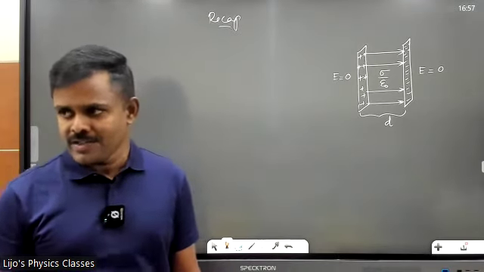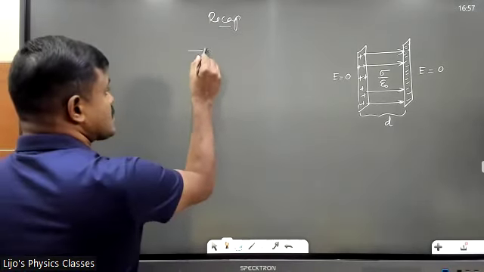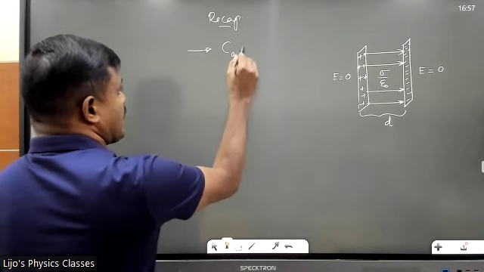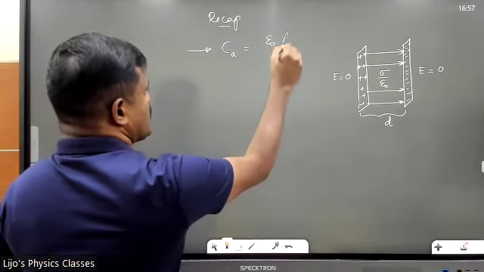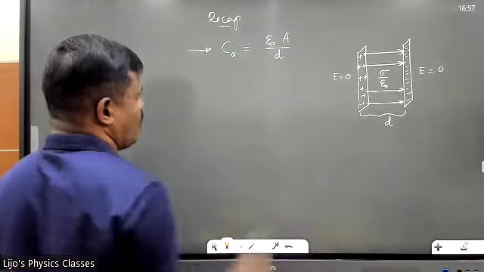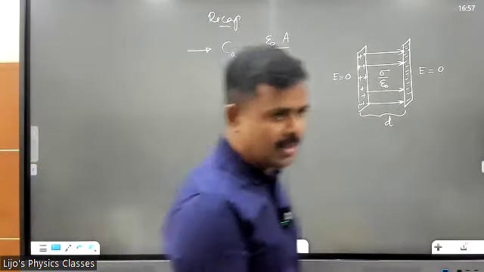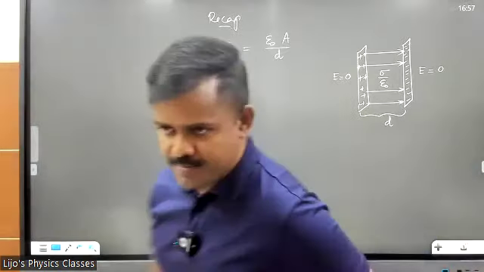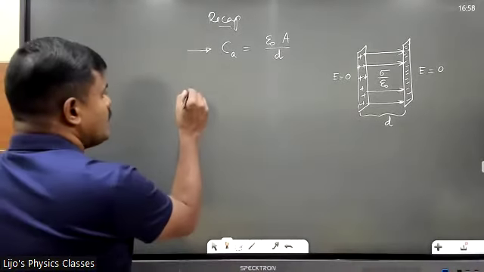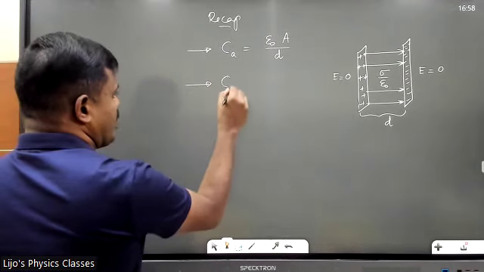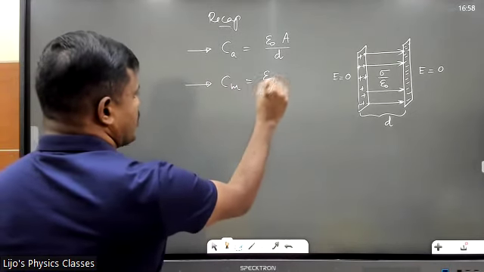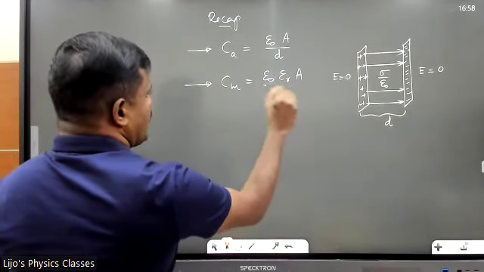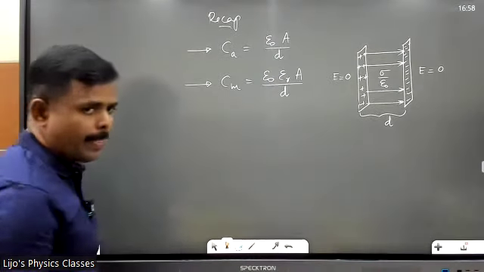Now, first of all, you write the capacitance. What is the capacitance with air? Epsilon 0 A by d. Hope you know what epsilon 0 is. Epsilon 0 is the permittivity of free space, right? Now, fill it completely with a medium. It is epsilon 0, epsilon r, A by d.